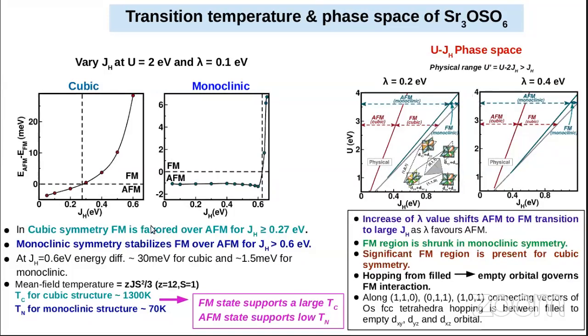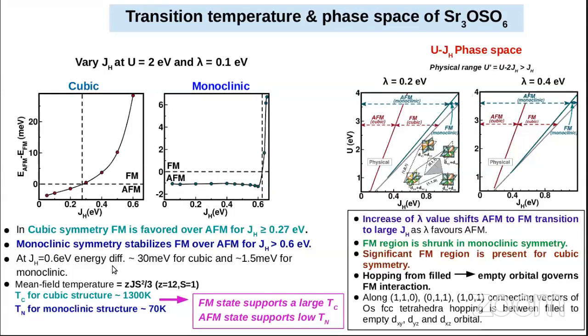If we look at the energy gain value at JH 0.6, we can see that for cubic this is around 30 MeV, whereas for monoclinic this is around 1.15 MeV. Putting the energy gain value in the mean-field temperature, we get a TC for cubic of around 1300 K, whereas the transition temperature for monoclinic is 70 K. From this diagram, we can argue that the ferromagnetic state supports a large TC, whereas the antiferromagnetic state supports a low transition temperature.